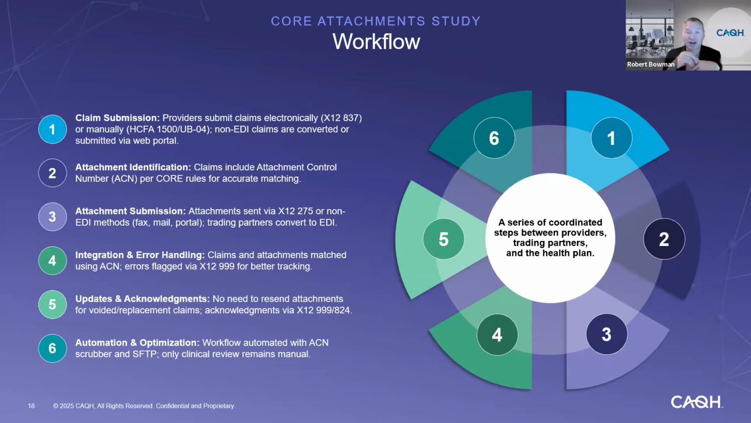So providers submitted claims electronically using the 837 or manually using the HCFA. So the non-EDI claims were converted and submitted via web portal. There was the process for identifying the attachment type. Again, that ACN that Crystal mentioned is so important to ensure uniformity between claim and attachments, and it helps so much for that reassociation. Again, for the attachment submission, they were submitting the 275 or uploading it through a fax or mail. Again, those never were turned off. They were just expanding the options for providers.